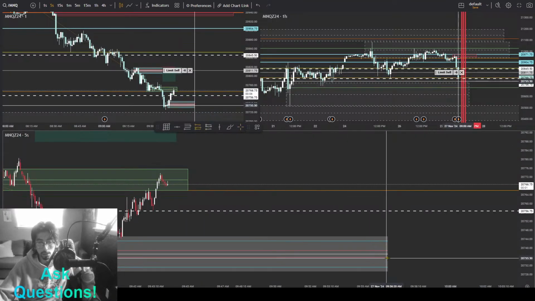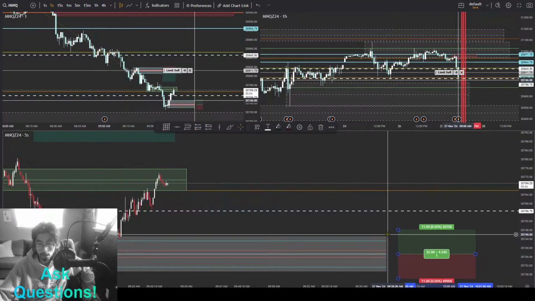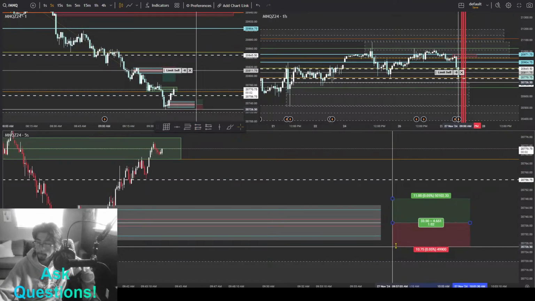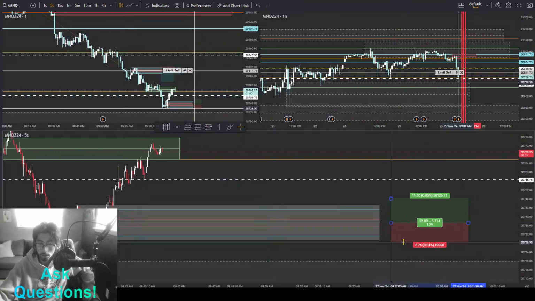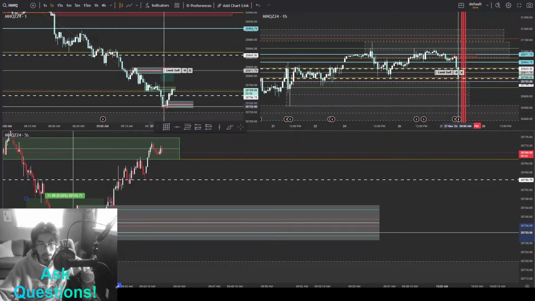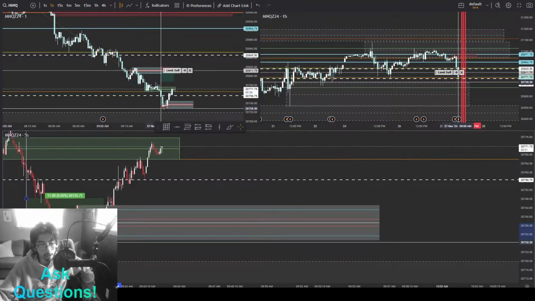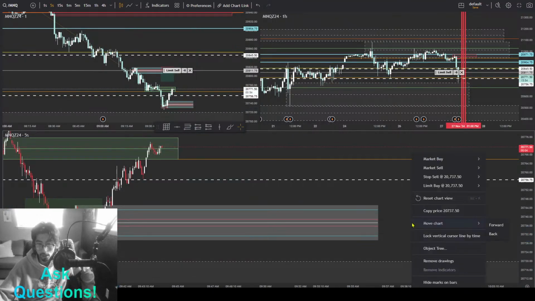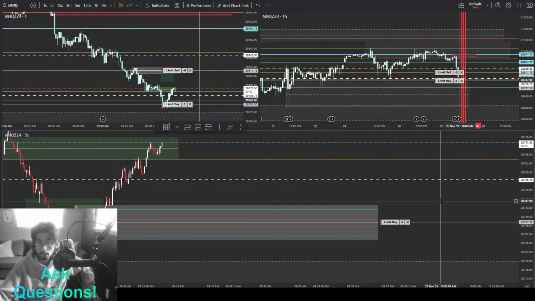Let's do a long position. And then let's do 5. Okay, hold on. This is risking $100 per zone. Let's do 5. Buy 5.